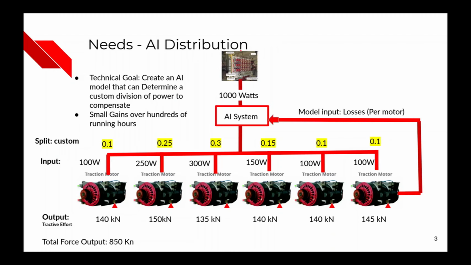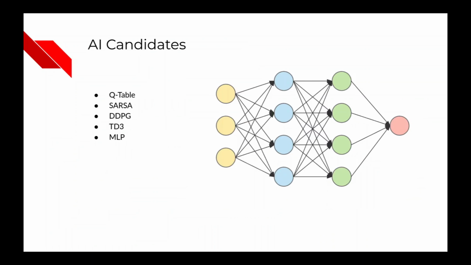By using AI and putting it into our drivetrain system, we can create a custom division of power to compensate for those motor tolerances and gain small efficiency gains over hundreds of running hours, saving money and fuel in a locomotive. So in our study, we used a mix of different reinforcement learning models plus one supervised learning model.